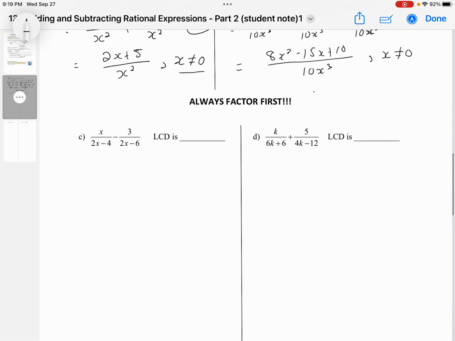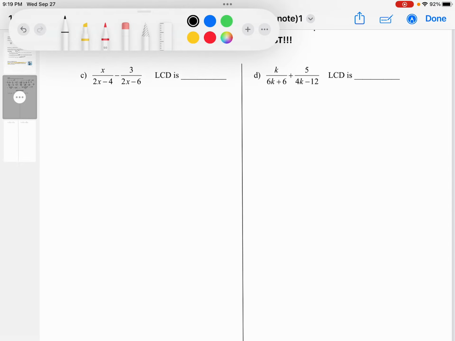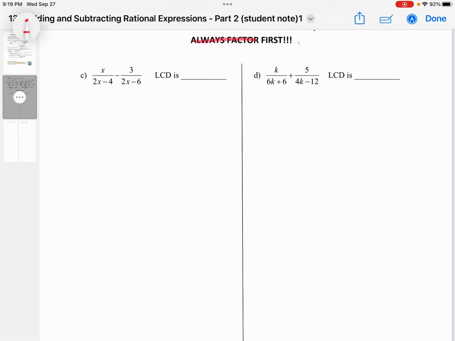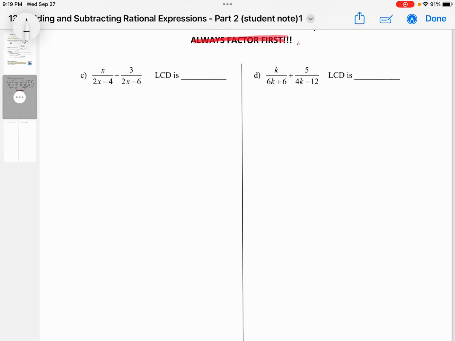Let's move that up to there. Now, a little advice here, and this gets the red highlighter. Ooh, the red highlighter. I learned this from my daughter. Red highlighter means, hey, gotta remember this. I think she actually used to use pink, but in my classes, I always talk like she used to use red. There we go. Always factor first.